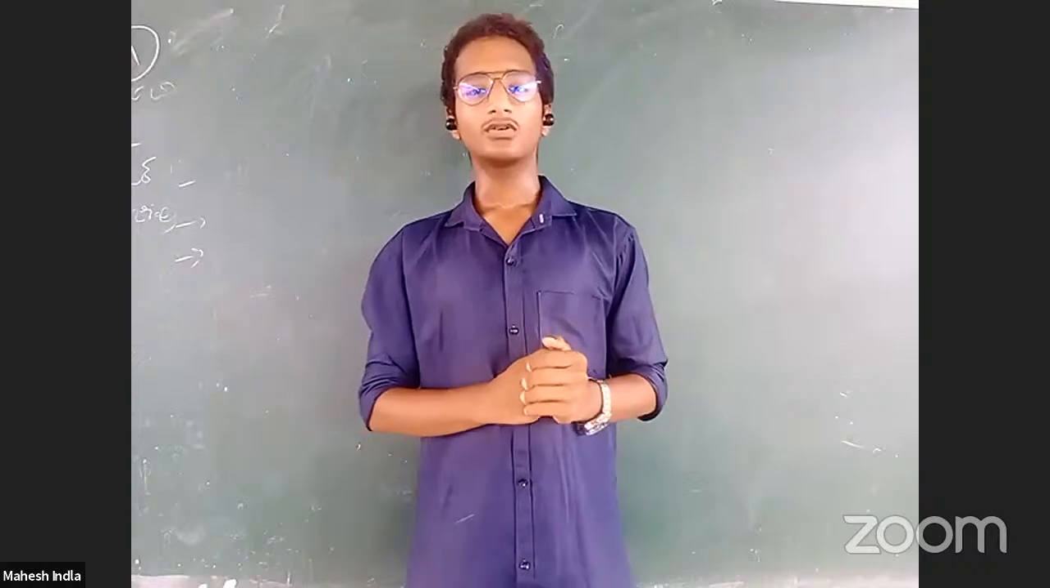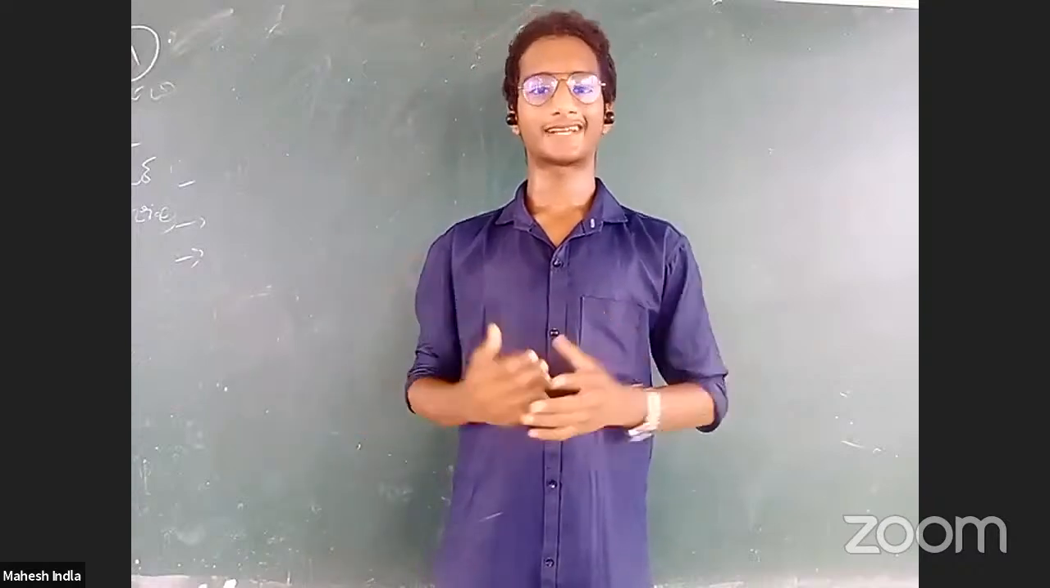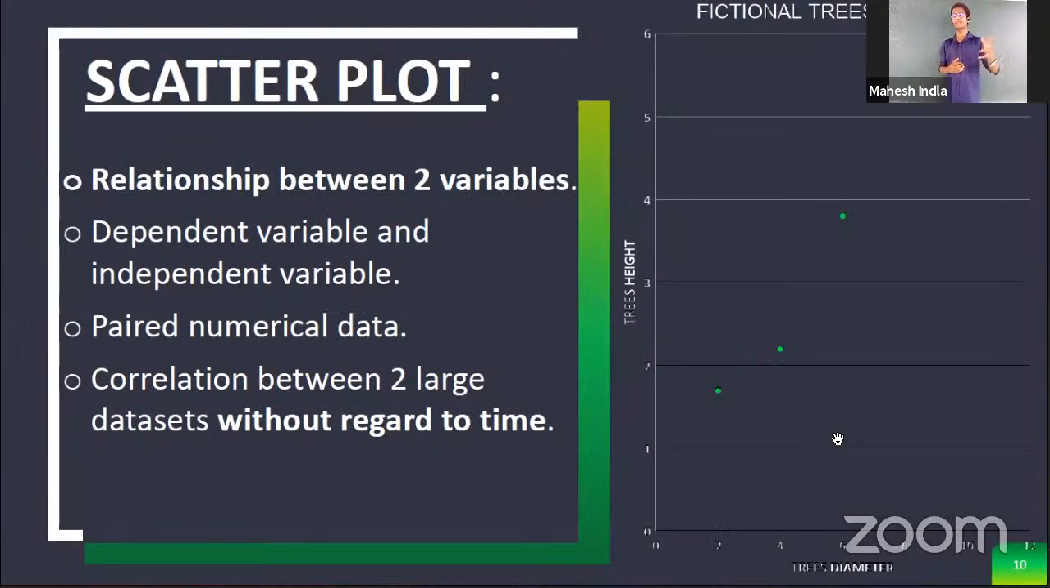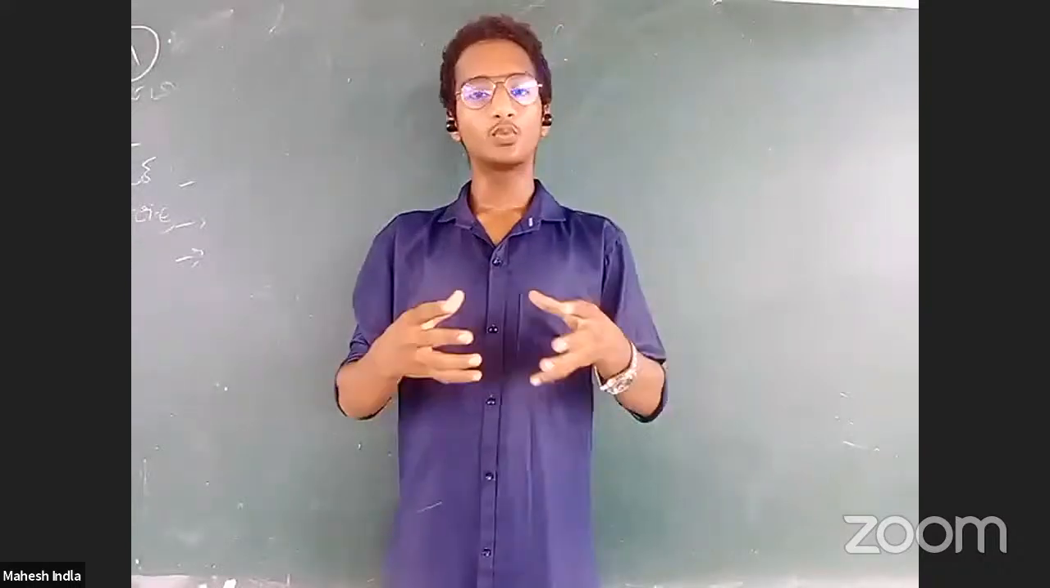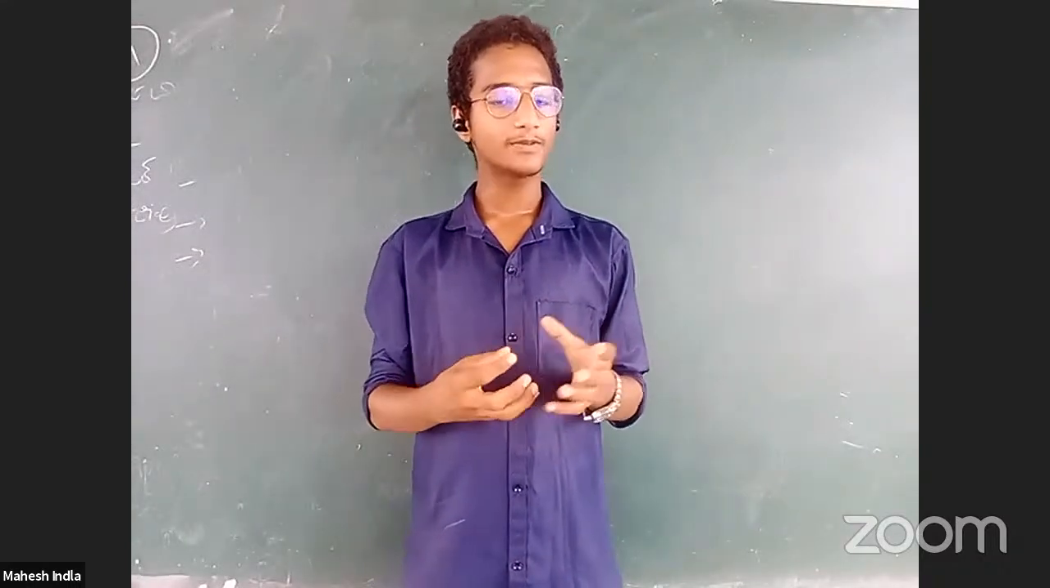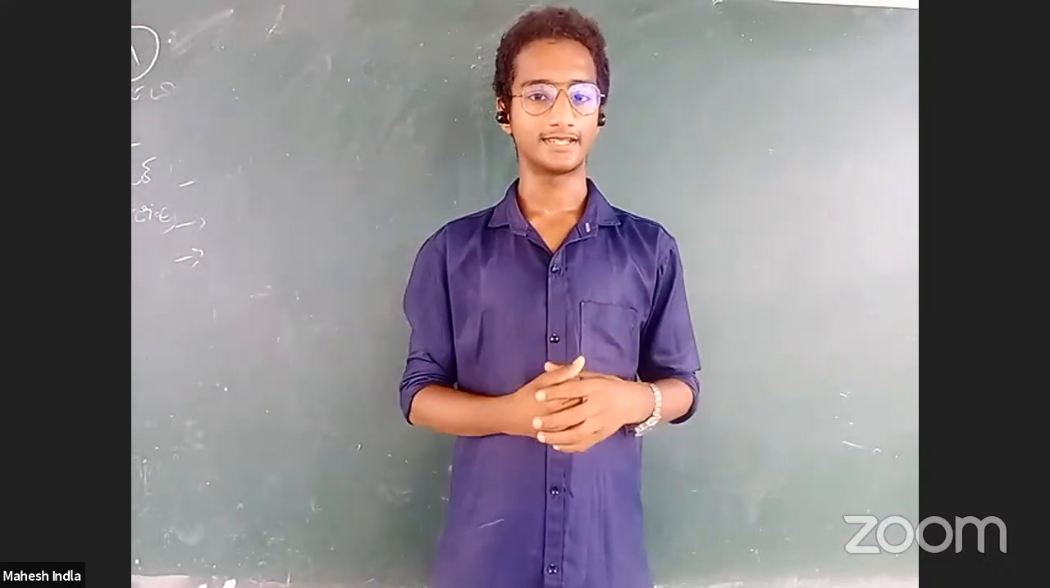Okay, now let's move ahead to the scatter plot. This scatter plot looks similar to the line graph, but you will not find lines in the scatter plot, whereas you will find lines in the line graph. A scatter plot uses points to represent the data. We use this scatter plot when we have two variables, and to show the relation between those two variables, we use this.